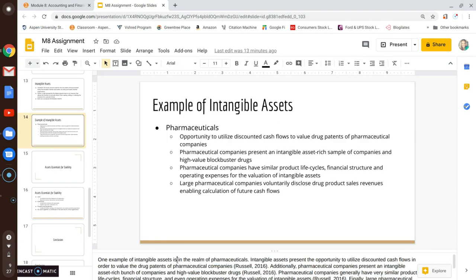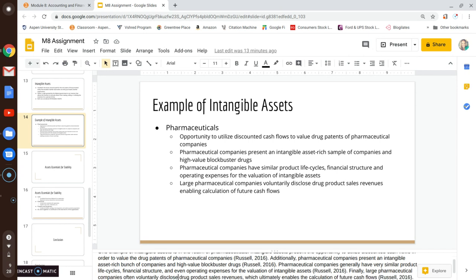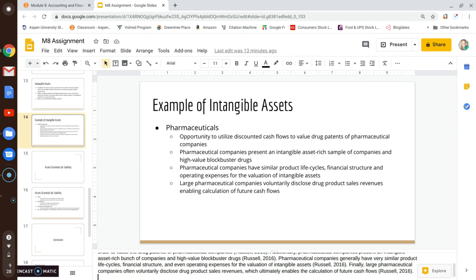One example of intangible assets is in the realm of pharmaceuticals. Intangible assets present the opportunity to utilize discounted cash flows in order to value the drug patents of pharmaceutical companies. Additionally, pharmaceutical companies present an intangible asset-rich bunch of companies and high-value blockbuster drugs. Pharmaceutical companies generally have very similar product life cycles, financial structure, and even operating expenses for the valuation of intangible assets. Finally, large pharmaceutical companies often voluntarily disclose drug product sales revenues, which ultimately enables the calculation of future cash flows.